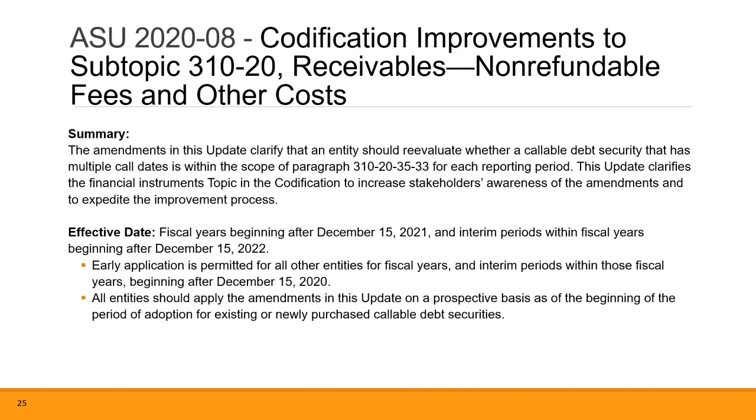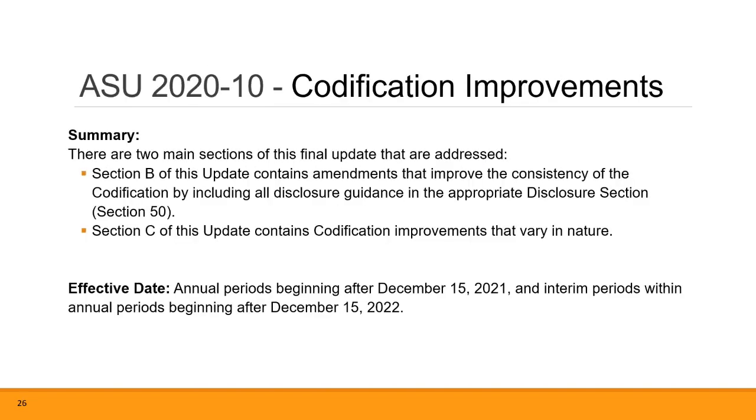And the summary behind this is the amendments in this update clarify that an entity should reevaluate whether a callable debt security that has multiple call dates is within the scope of paragraph 310-20-35-33 for each reporting period. And this update clarifies the financial instruments topic in the codification to increase stakeholders' awareness of the amendments and to expedite the improvement process. Next, we have 2020-10, codification improvements.